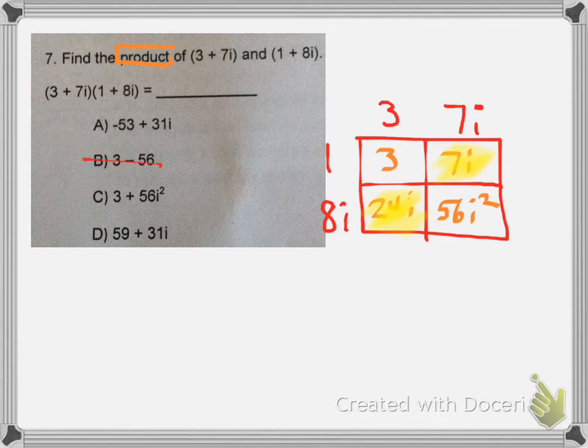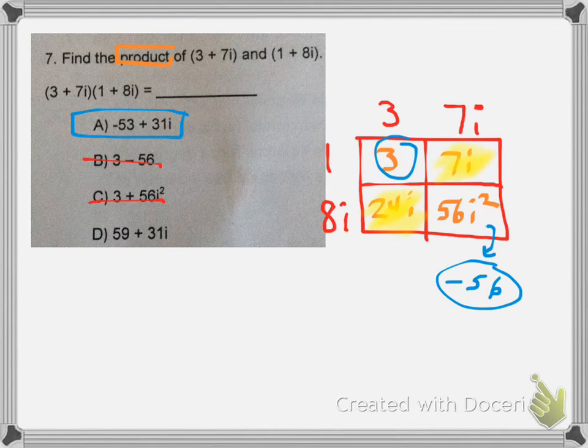So I'm going to mark this and this out. That's not your answer. The thing that people forget is this right here: 56i squared. 56i squared is 56 times negative 1, which is negative 56. So if you add 3 and negative 56, that gives you negative 53. That's why A is correct.